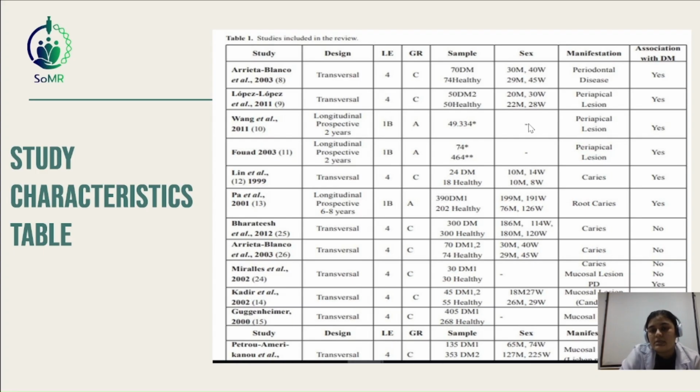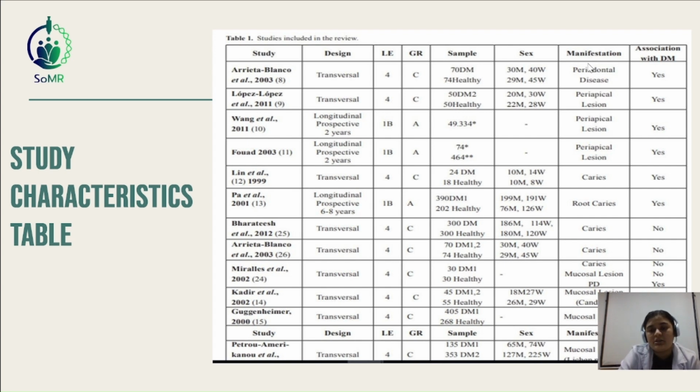Now, as you can see, some of these studies did not mention the sex of the participants. So that is where you can add not available or ineligible, or just simply a dash to represent that that was something that was not reported by the studies.